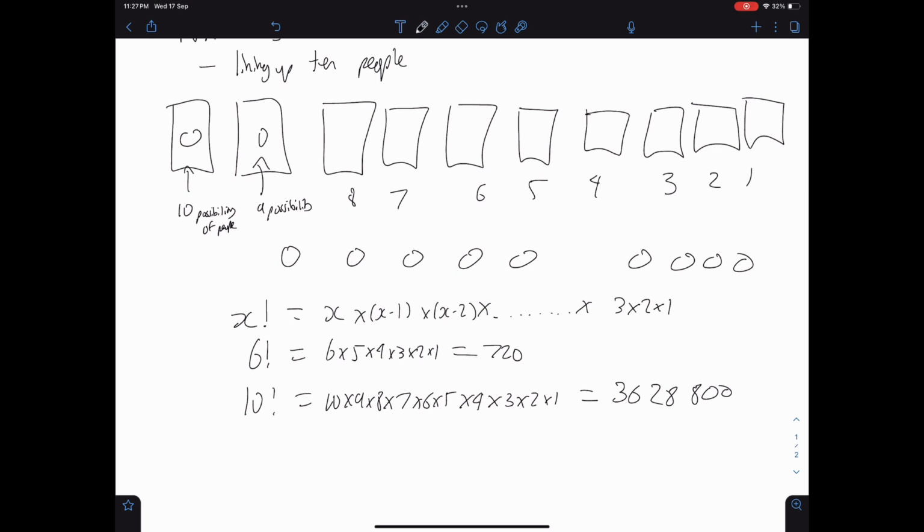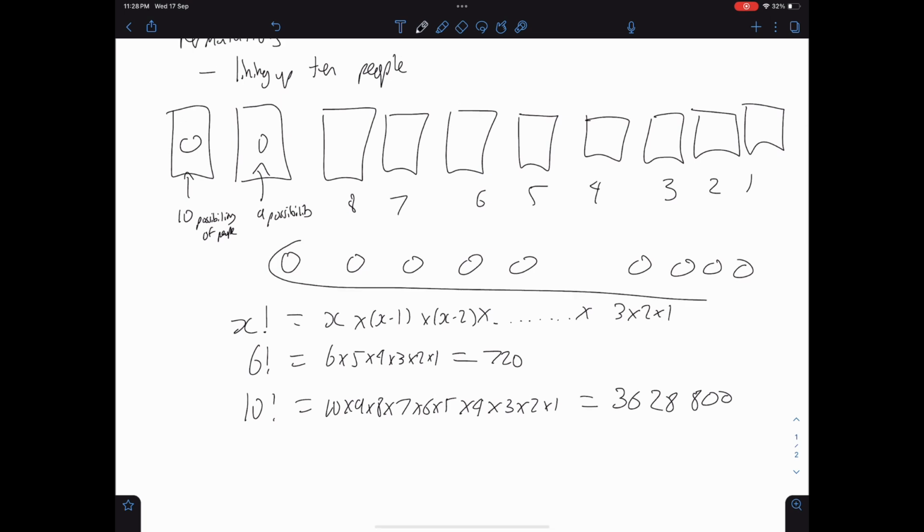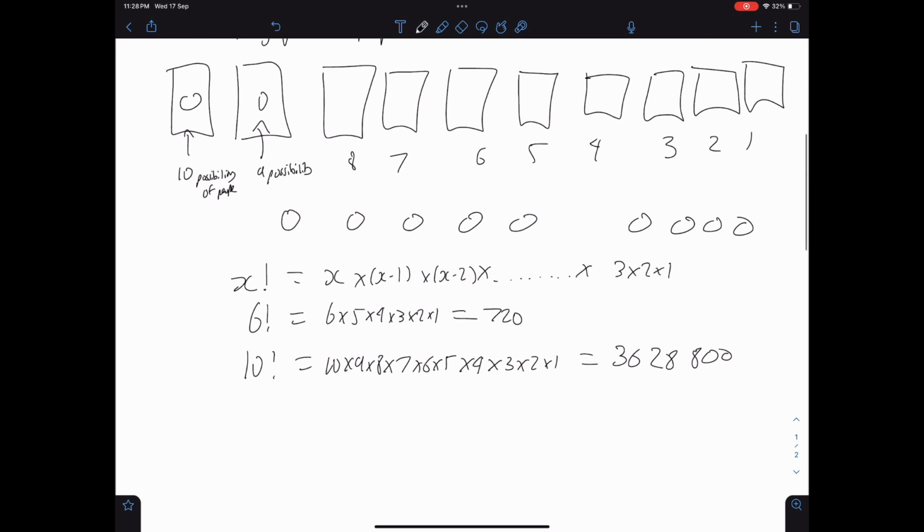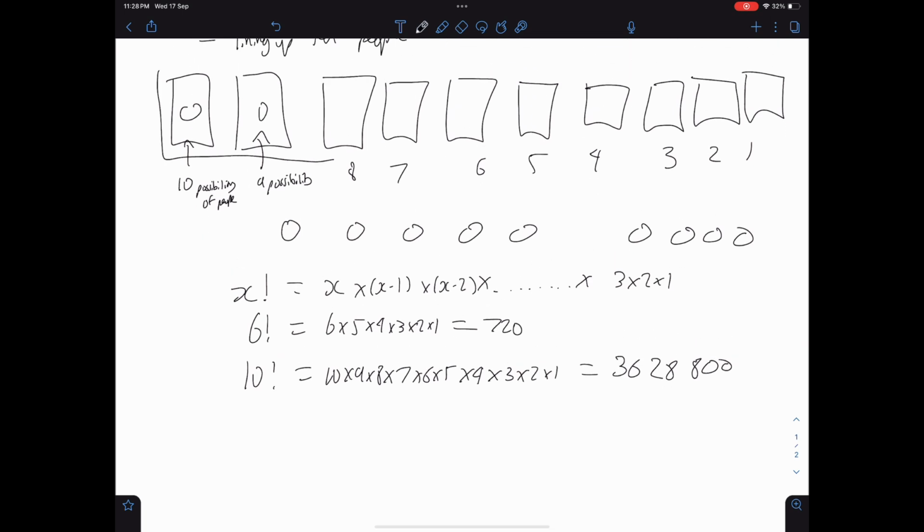But what if we only wanted to, out of these 10 people, arrange 3 of them in a line? If we only wanted to focus on the first 3, we'd only be doing 10 times 9 times 8, right?